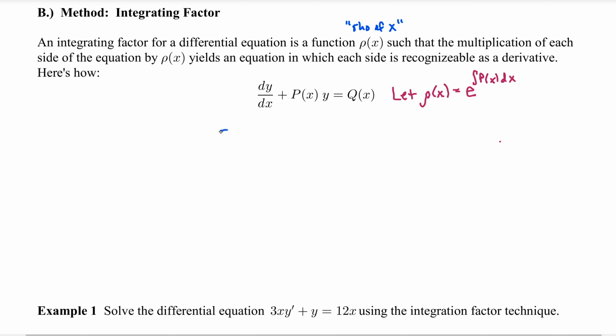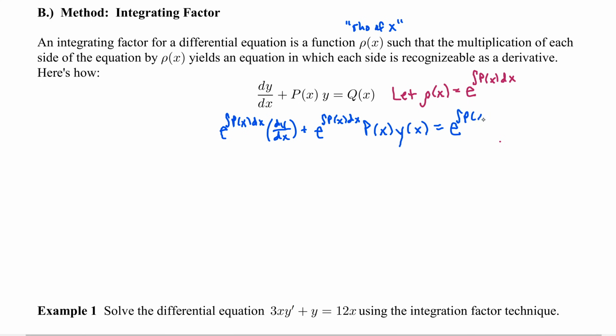So we have e to the integral of p of x dx times the first term, dy over dx. I'm going to go ahead and distribute it. E to the integral of p of x dx times function p of x times y. And by the way, if you want to look at the dependent variable as a function of x, now is a convenient time to add that argument there. And then introducing our integrating factor on the right side, we have e to the integral of p of x dx times q of x.